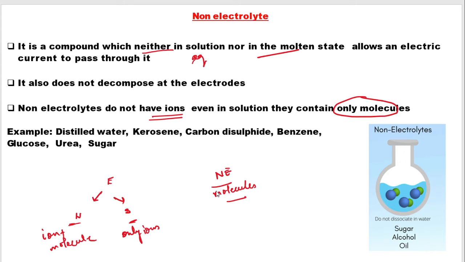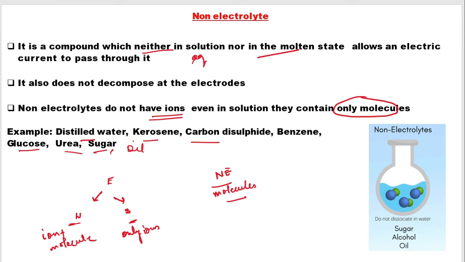So what are the examples? You need to study the examples of non-electrolytes because in your MCQ question you might be asked to choose which is a non-electrolyte. So distilled water, kerosene, carbon disulfide, benzene, glucose, urea, sugar, alcohols, oils. All are non-electrolytes. Clear?